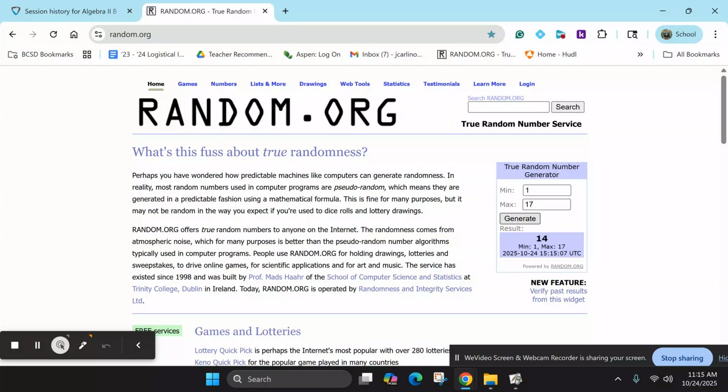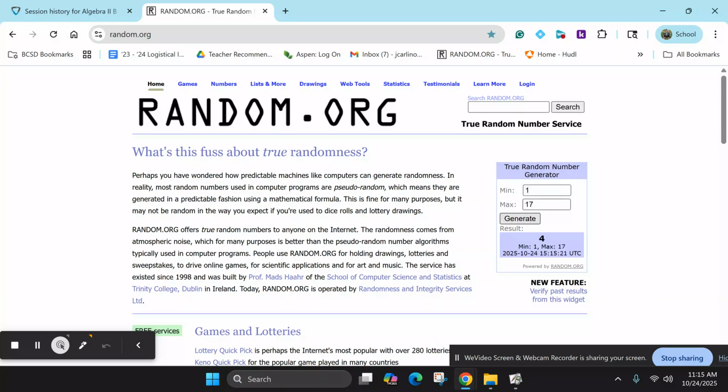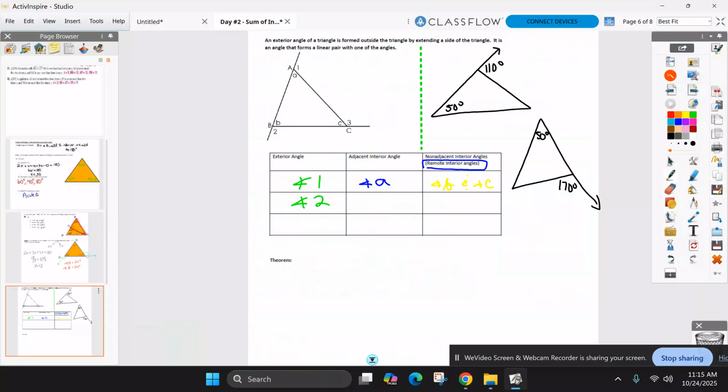Speaking of that, Ryan, pick a new exterior. Angle 2, good. How about the interior angle for that one, Max? Angle B. Angle B, thanks.